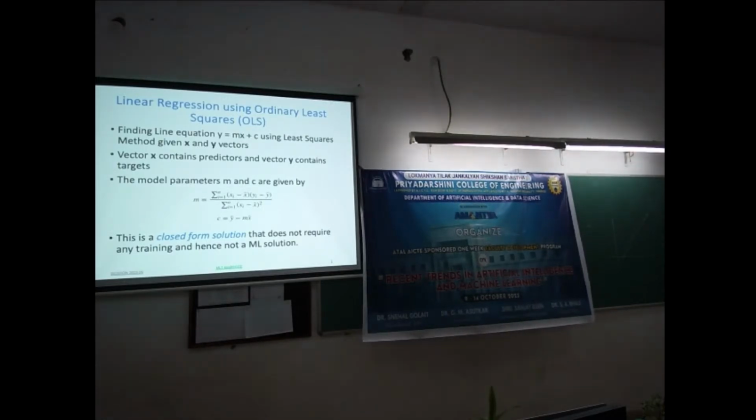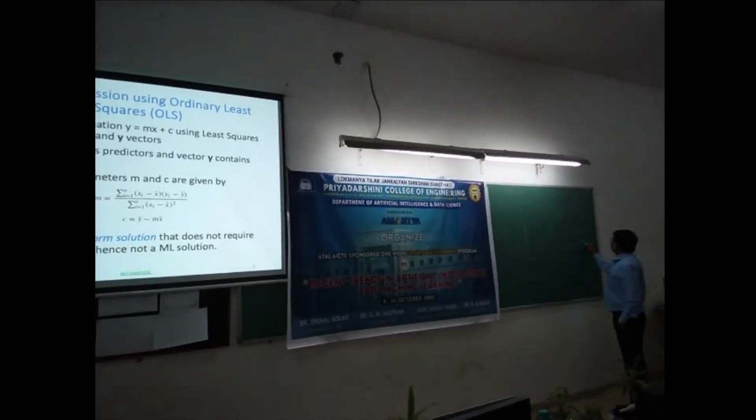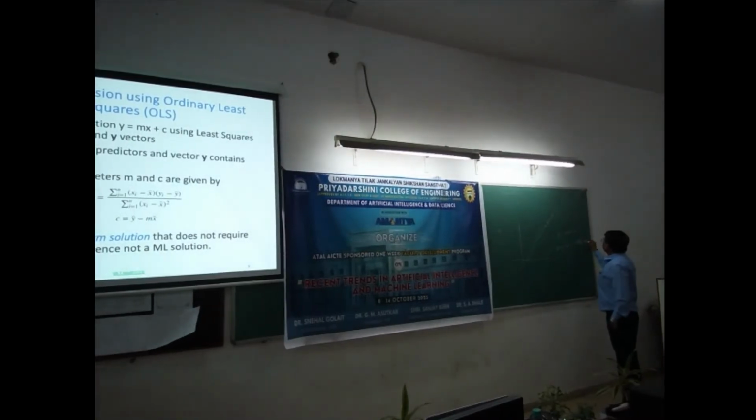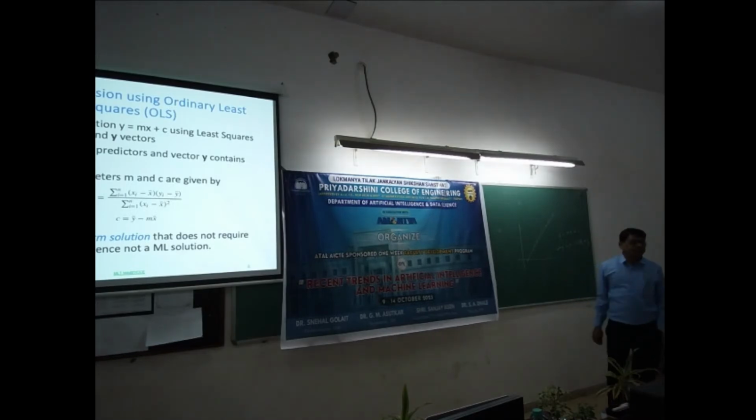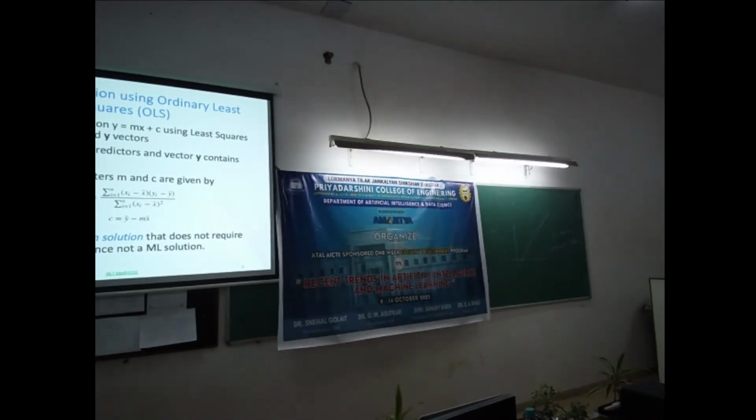When you say y equals mx plus c, or salary is equal to m times the CGPA plus some constant c, this m and c are called the parameters of the model. You know that. Those are what you have to find out. Once you find m and c, you get the equation and you can put in any value.